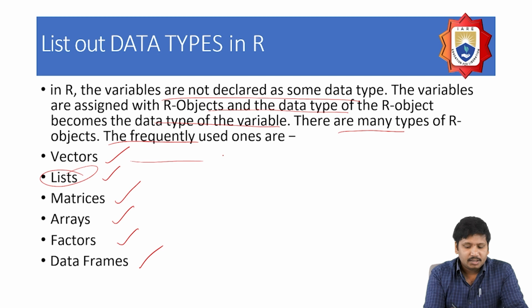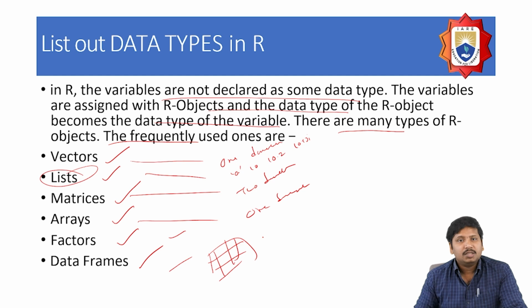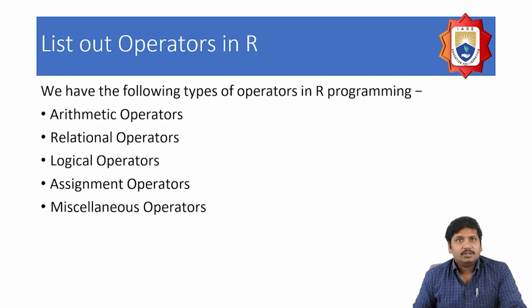A vector is nothing but a one-dimensional storage of values, and a list can be a combination of characters, numbers, booleans, and complex values. A matrix is a two-dimensional storage, and data frames are also two-dimensional, where we can represent the data in the form of tables.